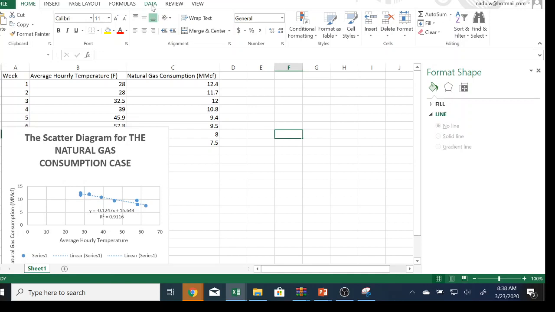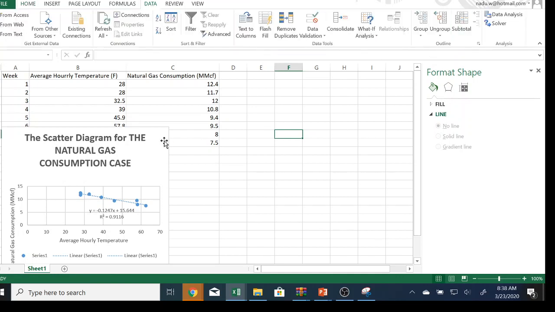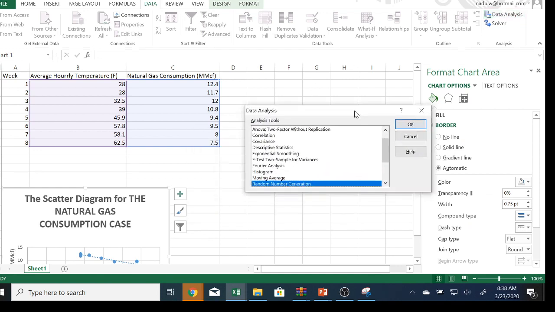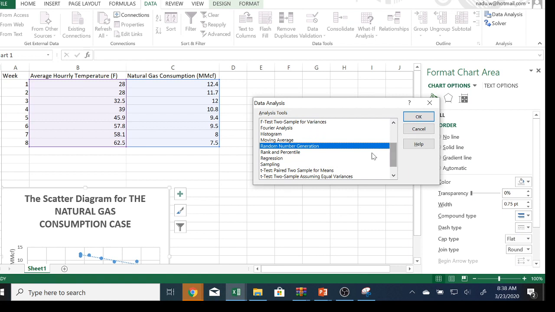Now the second method: go to data and data analysis toolpak. This data analysis toolpak is not readily available, so you have to check out my previous video on how to make it available. It's an easy way. If you can't remember, you can refer back to that video. If you have made the data analysis toolpak available, go to data analysis. Here we are going to choose regression.